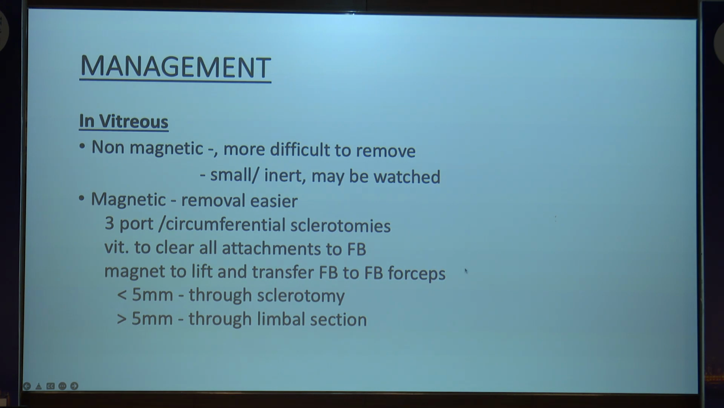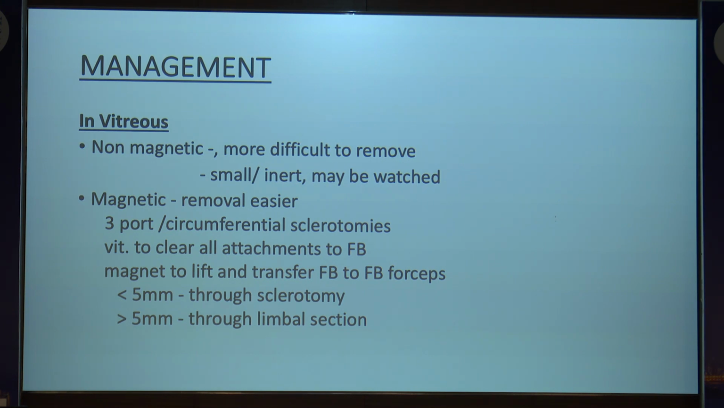When it's in the vitreous, non-magnetic can sometimes be difficult to remove. Magnetic, because it's metallic, becomes easier, so you can remove it with a magnet also. So always when you see a foreign body, you have to clear the vitreous. Do a complete vitrectomy. Don't just go and attack the foreign body first. Release the foreign body of all its vitreous attachments, because that can lead to retinal detachments. Use magnets when possible, use forceps when possible.